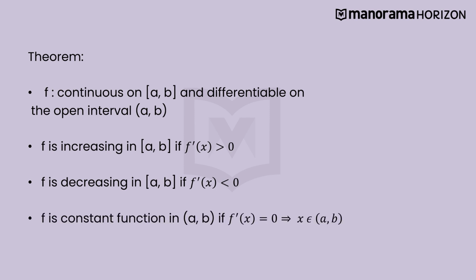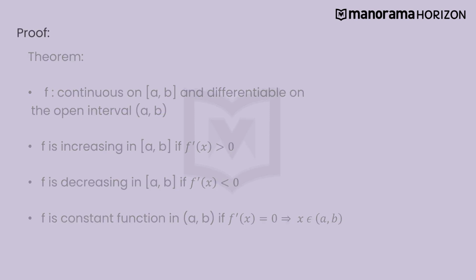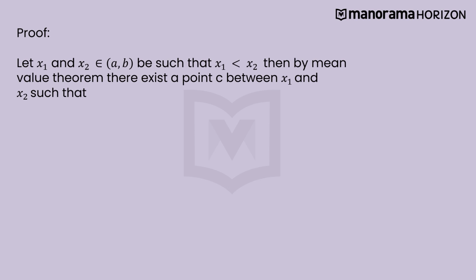The third is, f is a constant function in the interval [a, b] if f'(x) is equal to 0 for each x element of (a, b). Now let us see the proof of the theorem. Let x1 and x2 be elements of the open interval (a, b) such that x1 is less than x2. Then by the mean value theorem there exists a point c between x1 and x2 such that f(x2) minus f(x1) is equal to f'(c) into (x2 minus x1).